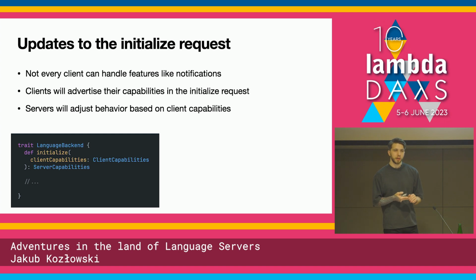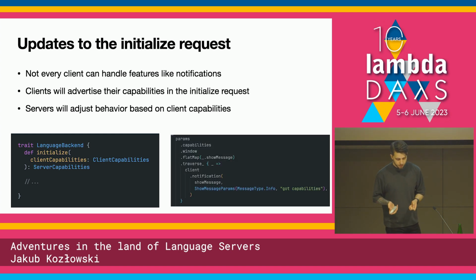And for this, we need to update this initialize request. If you remember, this is the one that described the server capabilities. Now, because not every client will have the same capabilities either, we will allow the clients to also advertise what they can do. And that's going to be the input to this initialize operation. And based on this, the servers will adjust their behavior.